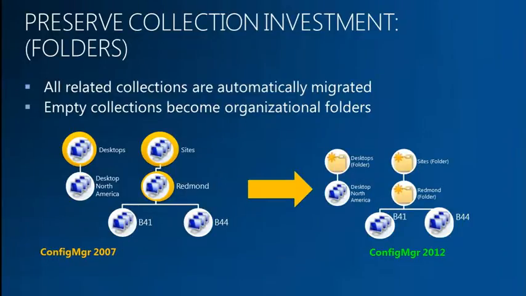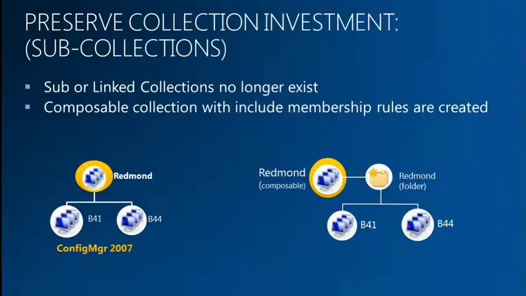But what happens if the empty collection does have a deployment? So in that staggered rollout, what does that look like? On the left-hand side, I've got Config Manager 2007. I have a Redmond collection. I have a deployment targeted towards it, and it includes building 41 and building 44.